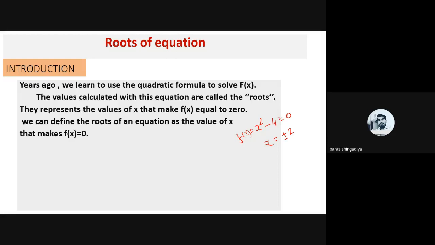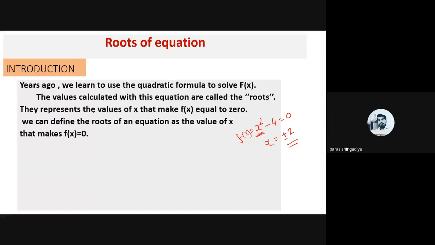That is a simple equation. We have x square minus 4 is equal to 0. And now we have to solve it, means find the roots of this equation. So the roots of this equation will be plus or minus 2, means the solution of this equation. Okay. And when we replace x with 2, we get the answer 0. And when we replace x with minus 2, we also get the answer 0.